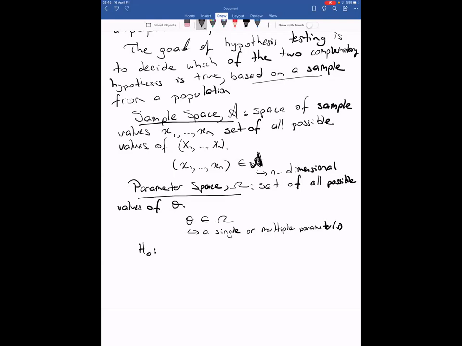For example, when we are considering whether someone is guilty or not, we assume that everyone is innocent. So everything is in the current situation, nothing changes. So null means no change, you can say. So we have the null hypothesis.